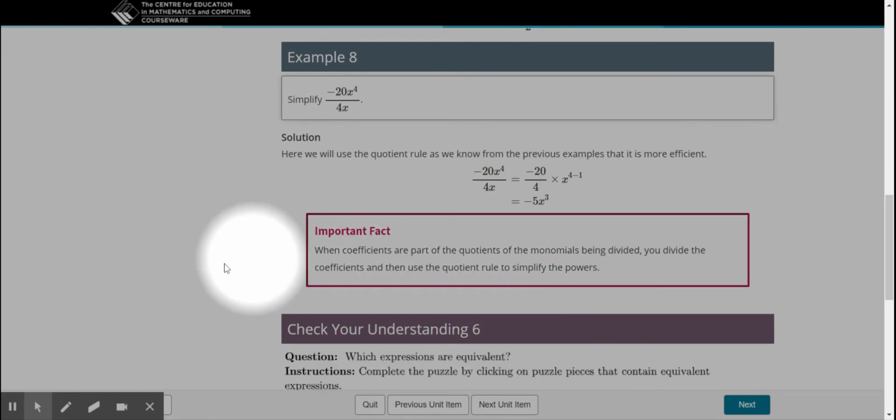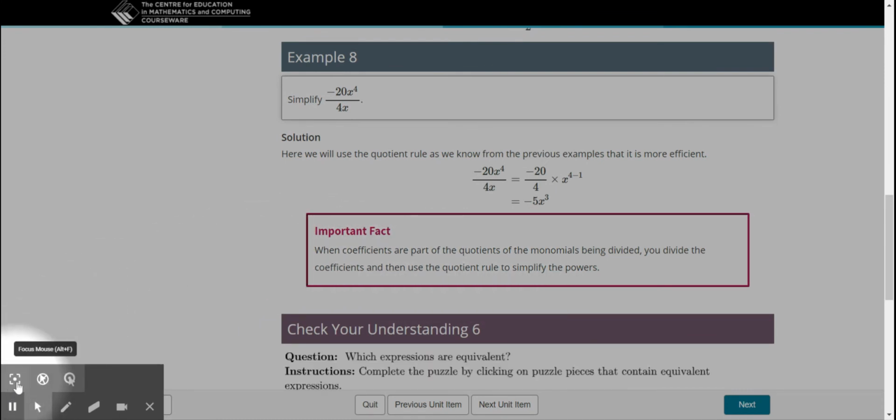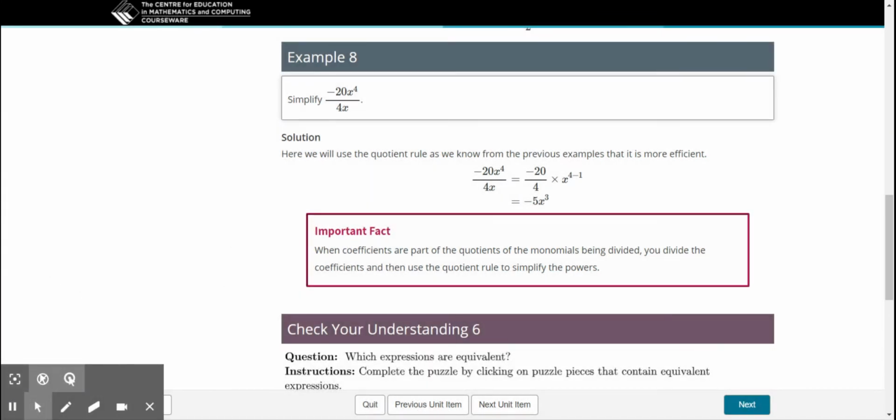So here's the rule that we want to remember. When coefficients are part of the quotients and of the monomials that are being divided, you divide the coefficients and then use the quotient rule to simplify the powers.